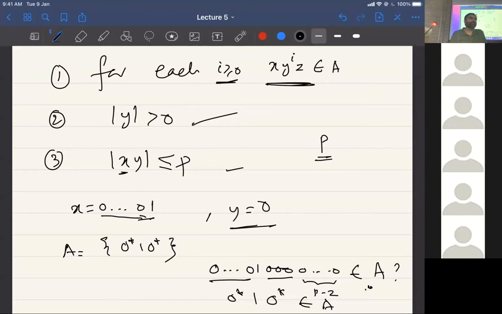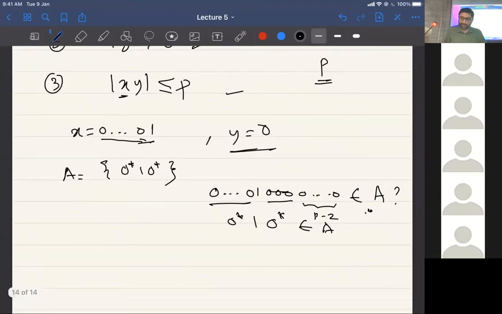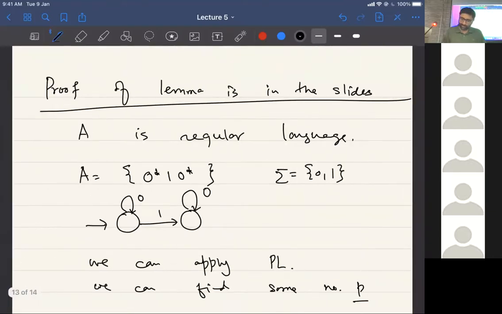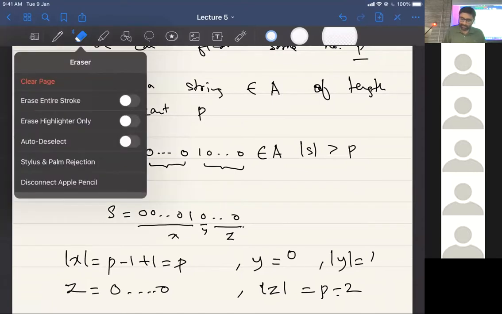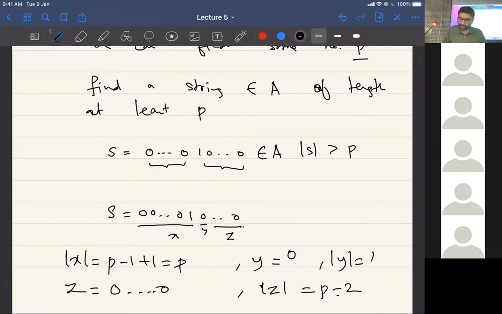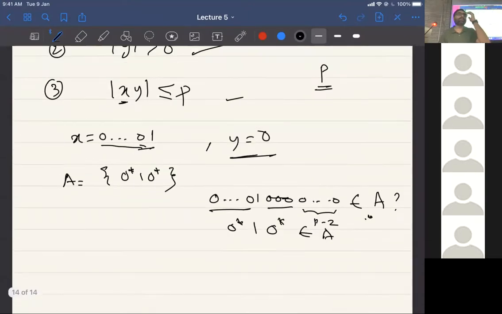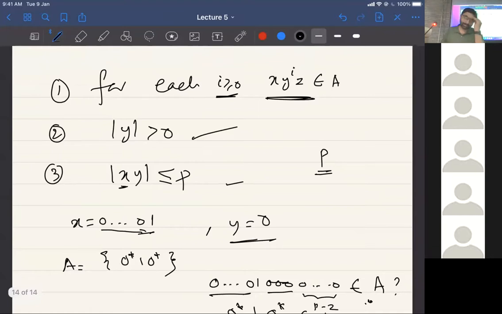Excuse me, sir? Yes. Sir, how is the length of xy less than or equal to p? Because the length of x is exactly equal to... Oh, yes. So let me make it a little bit different here. So let me make it p minus 2 and p minus 1. Now it makes sense, because we wanted to satisfy these conditions. It's okay. As long as all the conditions are satisfied, we can do that.